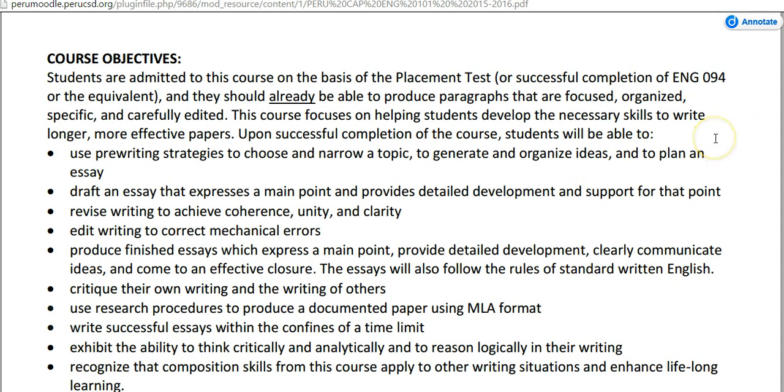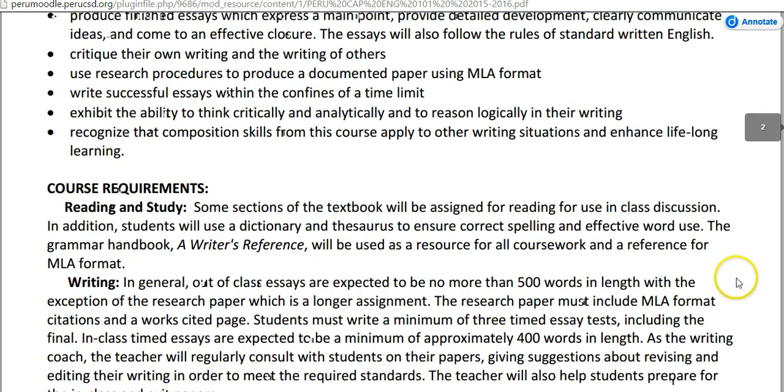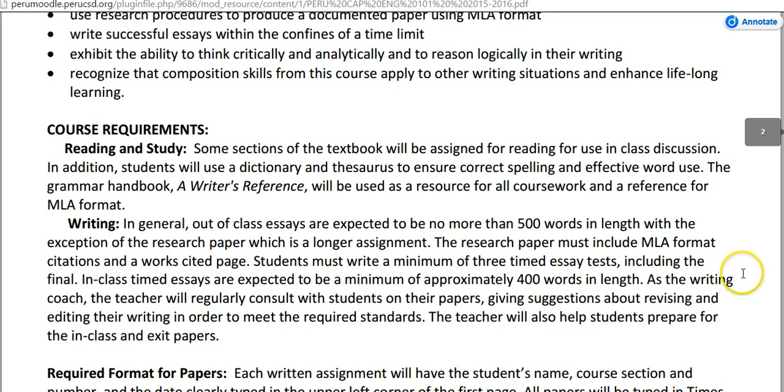And so here are the necessary skills to write longer, more effective papers, and you can read those on your own. The course requirements. Some sections of the textbook will be assigned for reading for use in class discussion. In addition, you might use a dictionary, a thesaurus, or online sources to ensure correct spelling and effective word use, as well as the word processing tools in Microsoft Word. We use the grammar handbook as a reference, as well as some online sources.